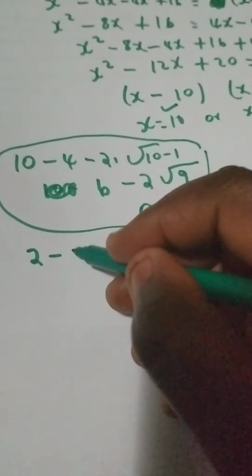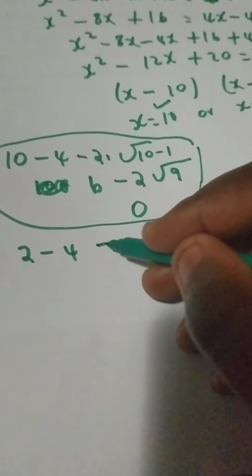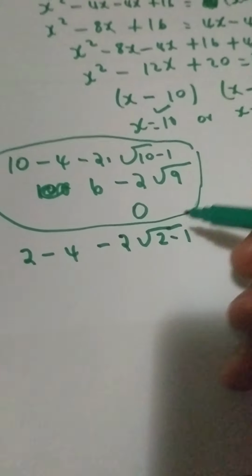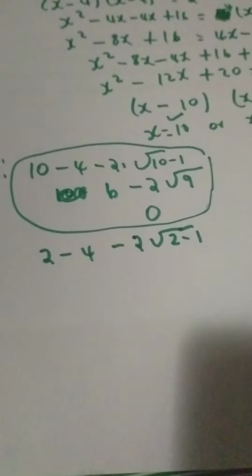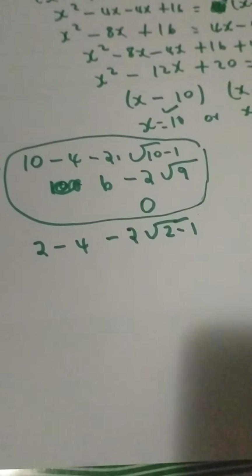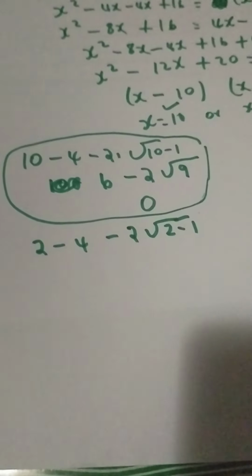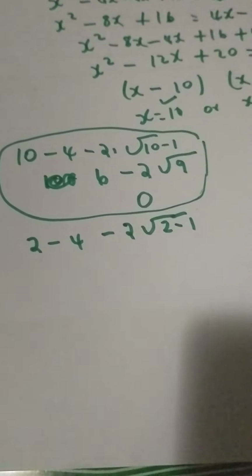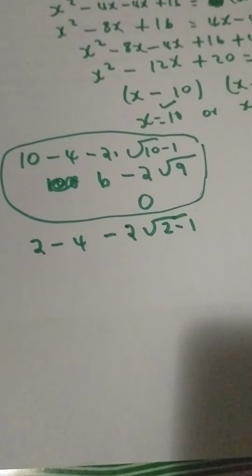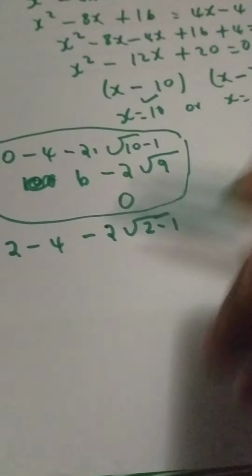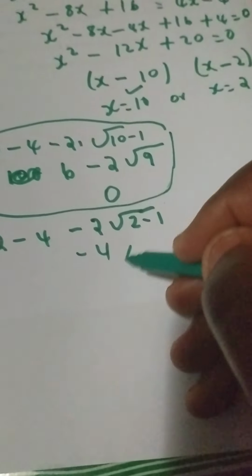So let's do the next one, which is 2. Same thing, 2 minus 4. Where you see x, you're going to put 2 now. Minus 2 square root of 2 minus 1. So again, just put the whole thing in the calculator. If it gives you 0, therefore we know that x is equals to 2 is part of the answers or solutions. So let's just do it quickly now. 2 minus 4, that's negative 2. Square root of 2 minus 1 is 1. So negative 2 minus 2, that's negative 4. This gives me negative 4, which is not 0.